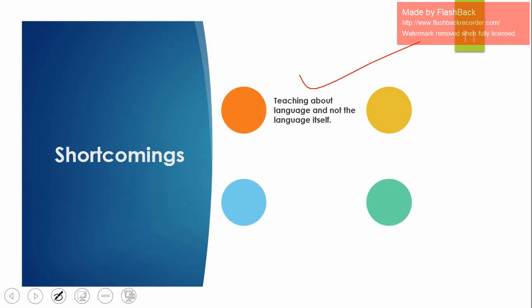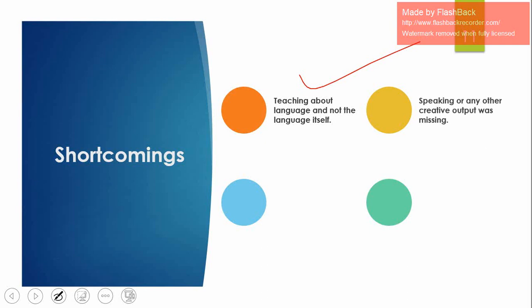You are not going to learn the language, but you are going to know about the language, what is the history of the language, who are the writers of that language, what is the literature of that language, but you have no capacity, you have no skill to use that language. They are not teaching you the language, but they are teaching you about the language. This is the fact. This is the major shortcoming in this method.